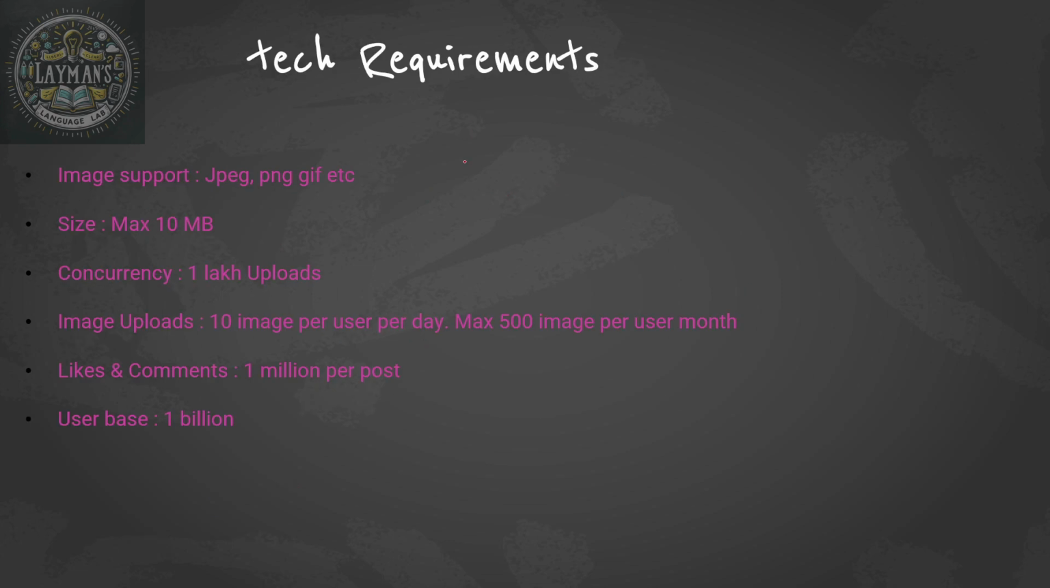The next thing is the technical requirement. In the technical requirement, the first thing is image support. We need to support GIF, PNG, and JPEG. For example, if the user uploads an image from iOS, then the image format will be IMG. So we need to support all the platforms like iOS, Windows, and Android, etc. So we need to focus on this. And then the size of each image. Let's have a max limit of 10 MB.